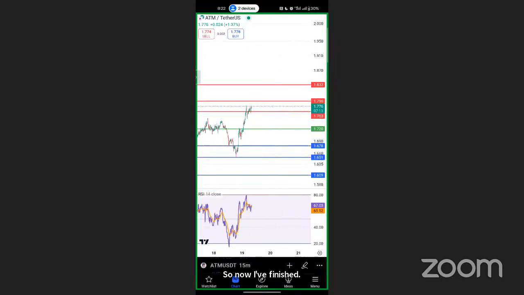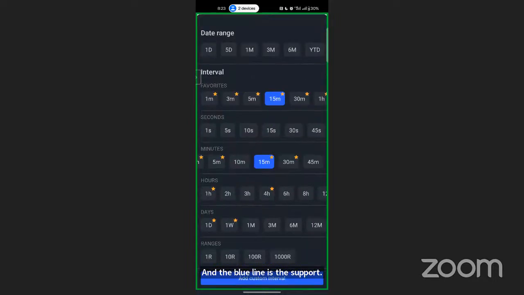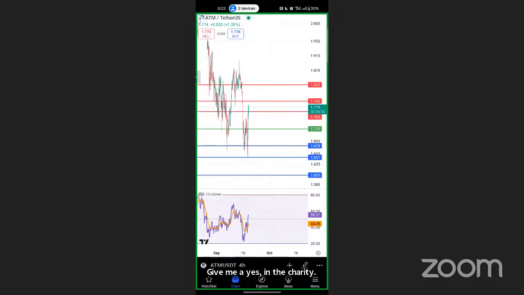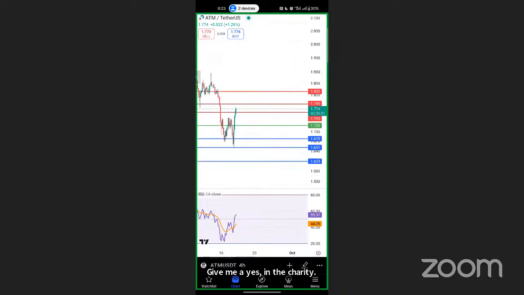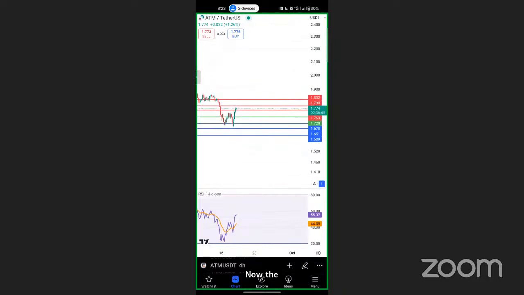Am I making sense to someone? Now I know the green line is the pivot, the red line is the resistance, and the blue line is the support. Give me a yes in the chat if I'm clear. Now, the appearances may be different depending on the time zone you choose to trade in.